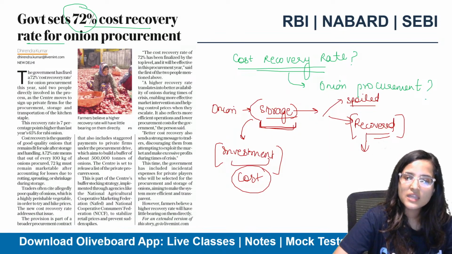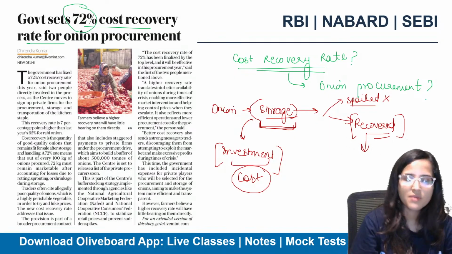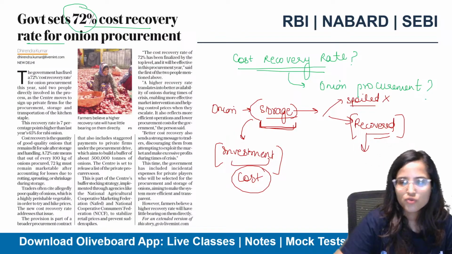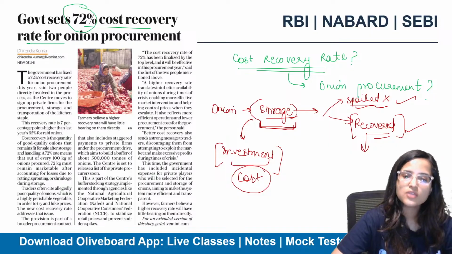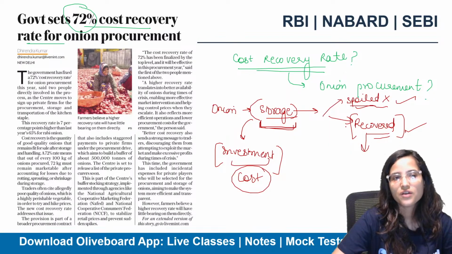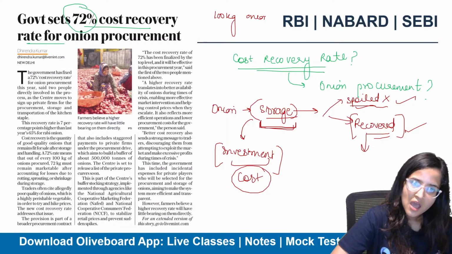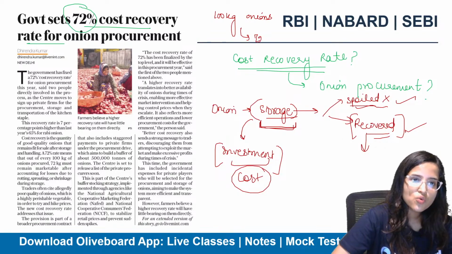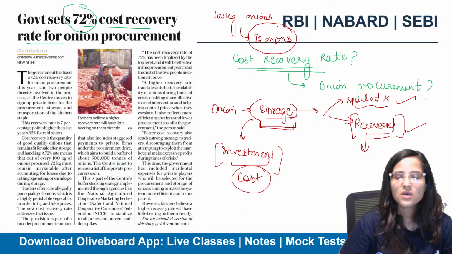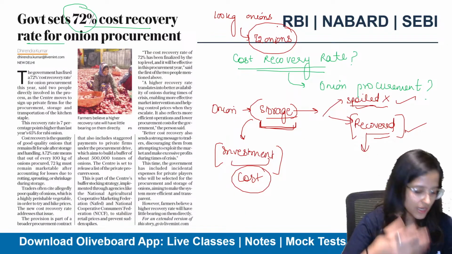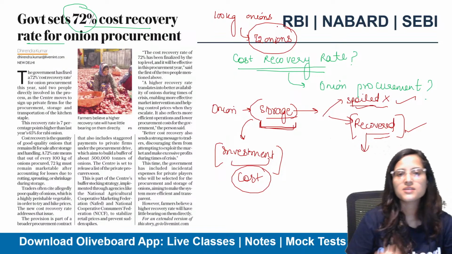Now how many onions are left after subtracting the spoiled onions? Some onions are going to be spoiled, right, some will go bad, some will be left. So the spoiled onions we have removed, and that becomes our cost recovery rate. That is, if there are 100 kg of onions, out of that at least 72 kg should be recovered. At least 72 should be absolutely fine and should not be spoiled. This is what it means here.